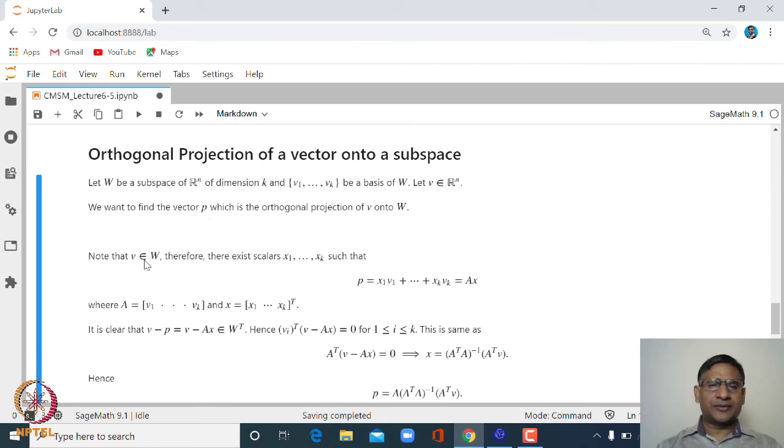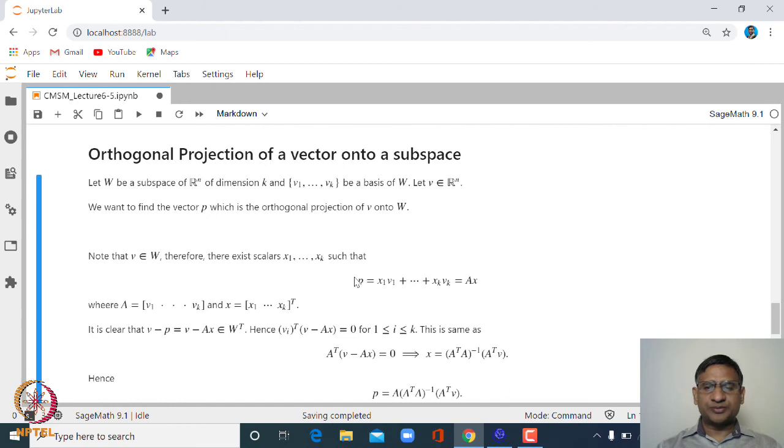Now P is the orthogonal projection of V onto W, so P will lie in W. Therefore I can write P as x1 v1 plus x2 v2 plus dot dot dot xk vk. We have seen that I can write this as A times X, where A is the matrix whose first column is v1, second column is v2, and last column is vk, and X is the column vector x1, x2, ..., xk.